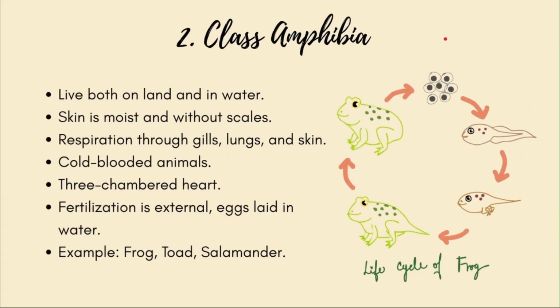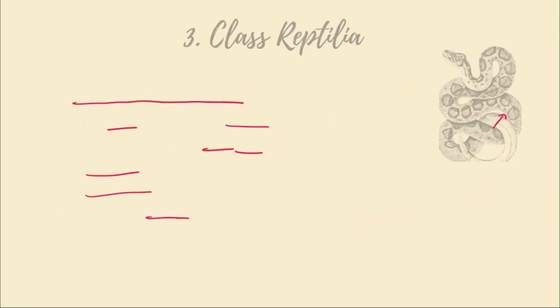Amphibians are the first vertebrates to live both in water and on land, hence the name amphibia. Their skin is moist and lacks scales, which helps in respiration through the skin. They can also breathe using lungs or gills, depending on their life stage. Amphibians are cold blooded and have a three chambered heart. They lay eggs in water where the larval stage, like tadpole, develops.